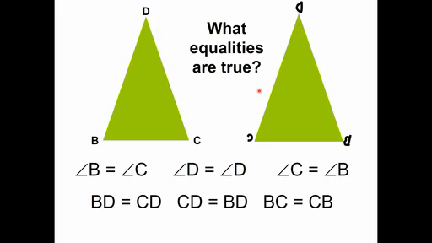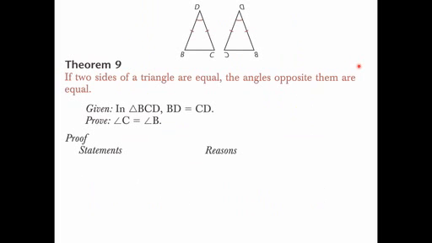And then angle C is equal to angle B, and then they just run through the whole process. Side BD is equal to side CD, and so on around the triangle. All those equalities are true, and we have two triangles. So here's the proof that if two sides of a triangle are equal, the angles opposite them are equal.